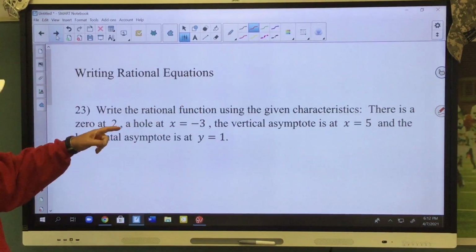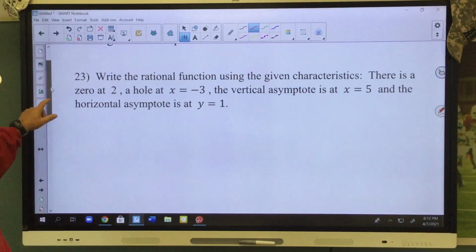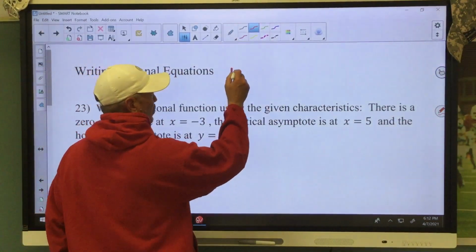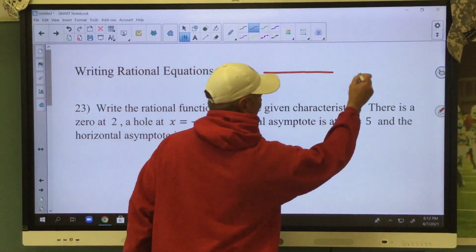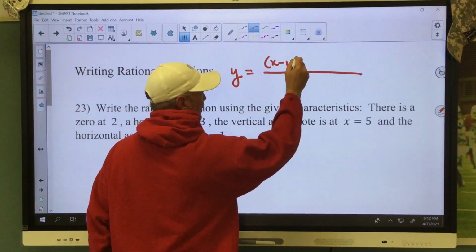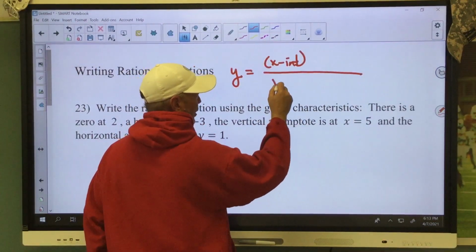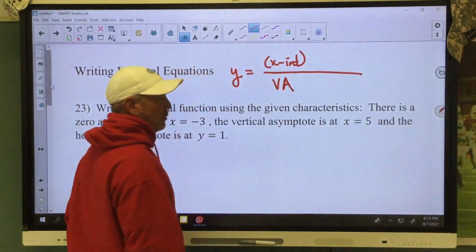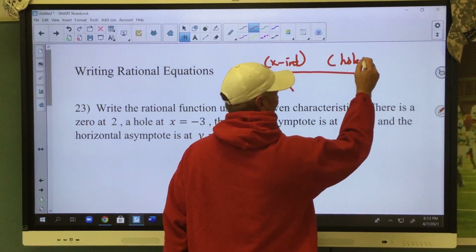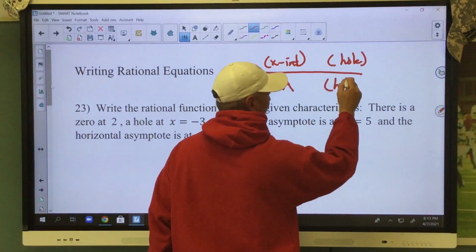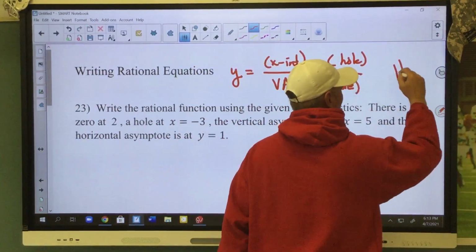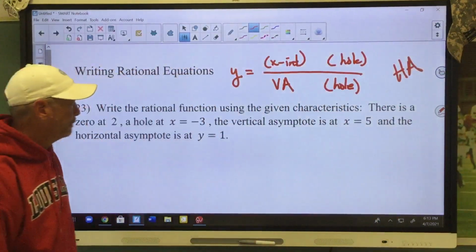We're going to write some equations. Okay? And if you remember, I gave you a little helpful chart or an example diagram. It said y equals, we had our fraction bar. We said we were going to put the x-intercept at the top. We're going to put the vertical asymptote at the bottom. We said we would include the holes at the top and the bottom. And then we would also consider our horizontal asymptote if we need to. Okay?